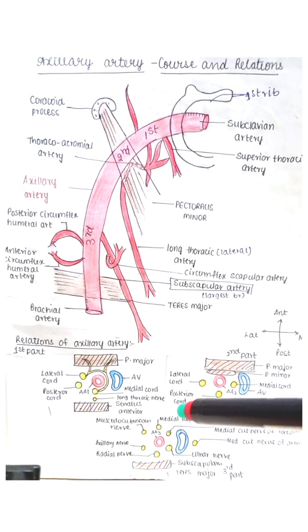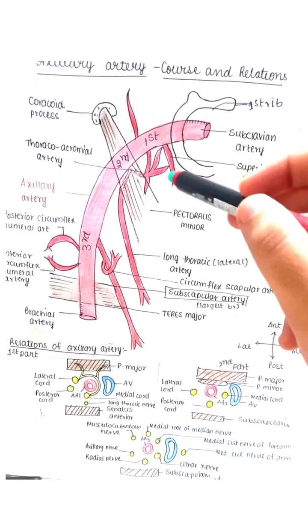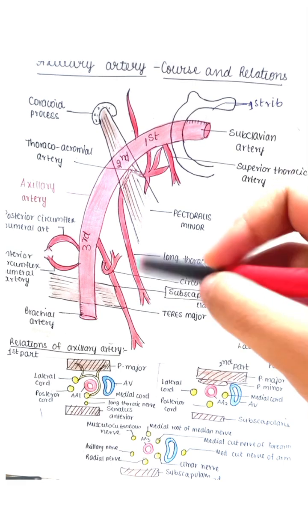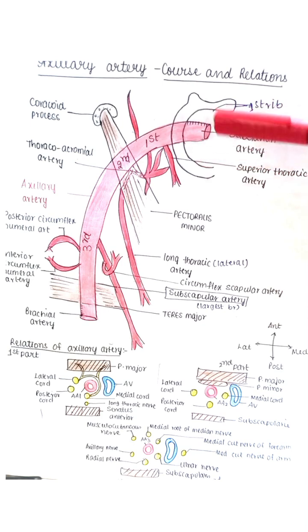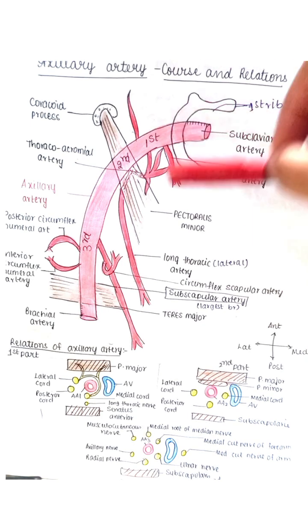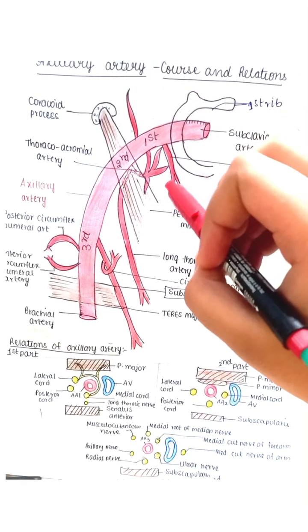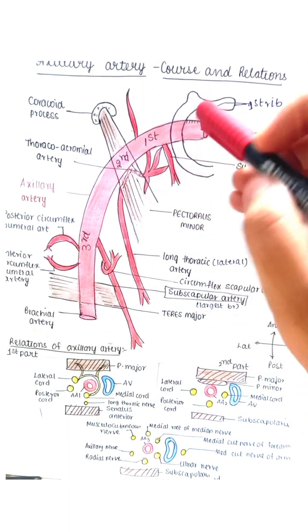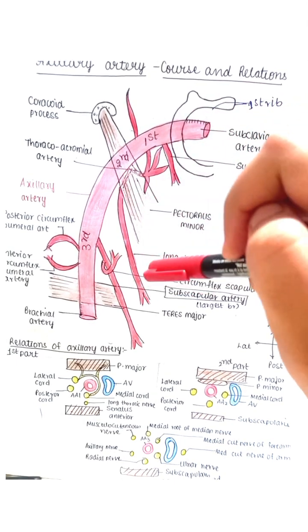Now let's look at the branches of the axillary artery. The first part has one branch, the second part gives two branches, and the third part gives three branches. From the first part, we have a small branch, the superior thoracic artery. The superior thoracic artery runs between the pectoralis major and pectoralis minor muscles, and it supplies the medial wall of the axilla. From the second part, we have the long thoracic artery and the thoracoacromial artery.